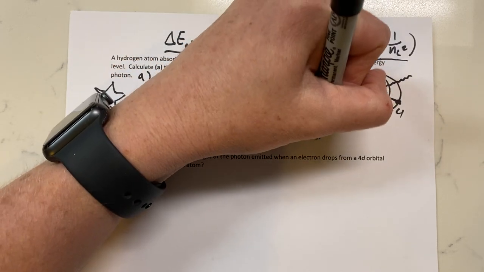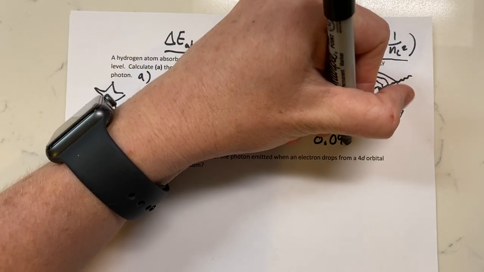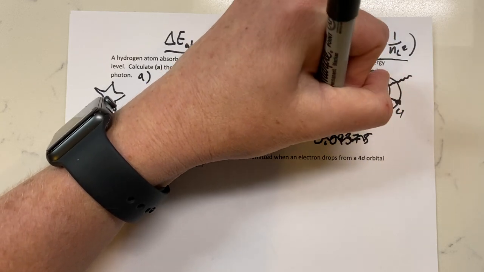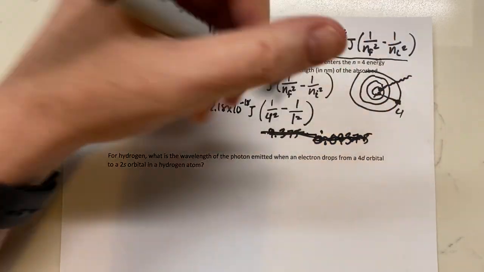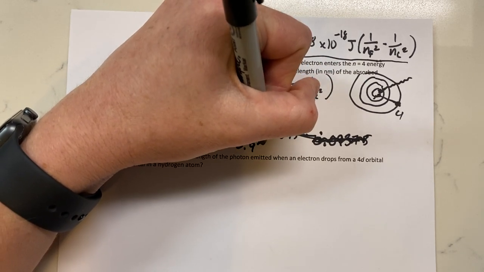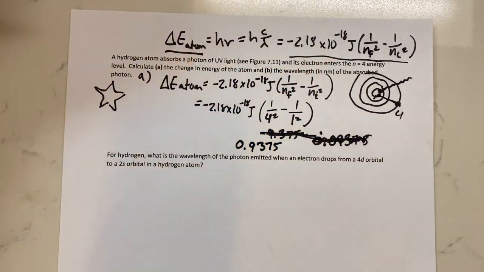I get 0.09375. I can do it. No. No. I should not have taken a melatonin. Not 0.9375. I got it.